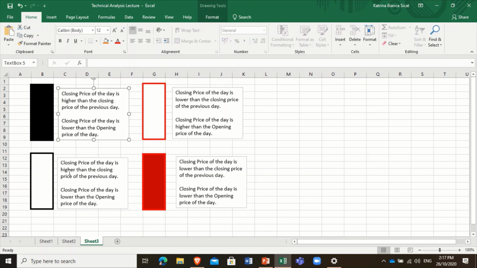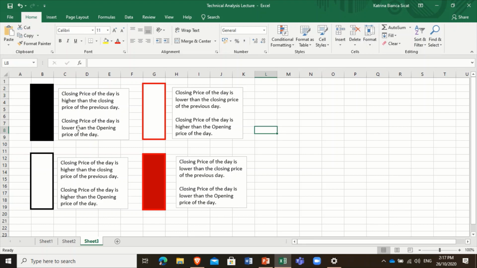Lower. And this should be higher. Nagkabaliktad po. Sorry, guys. Okay? Kasi ito dapat high-low. And this should be high-high. O, tama. Okay. So, the closing price of the day is lower than the opening price of the day.